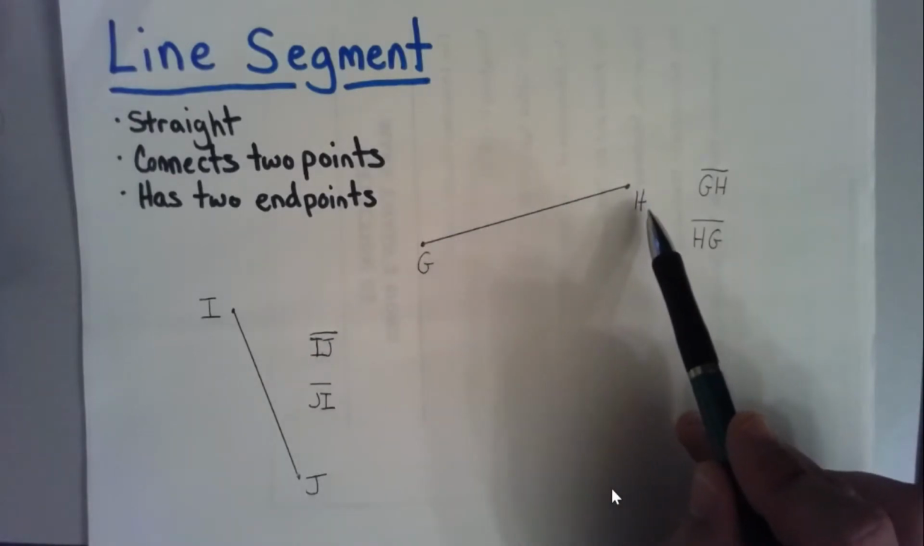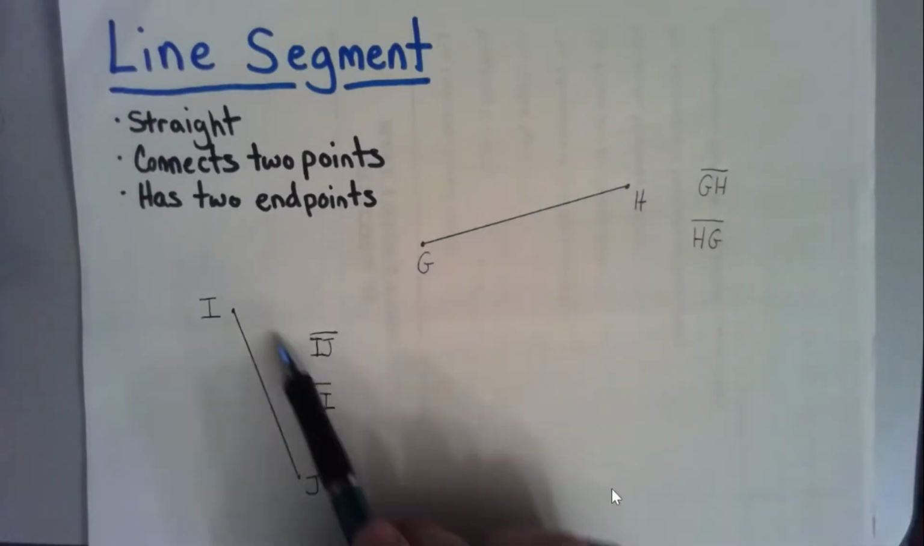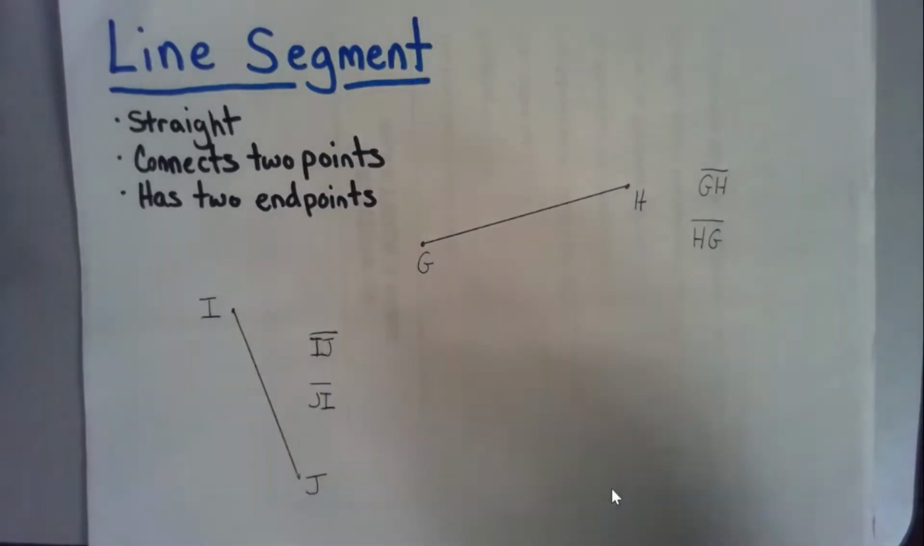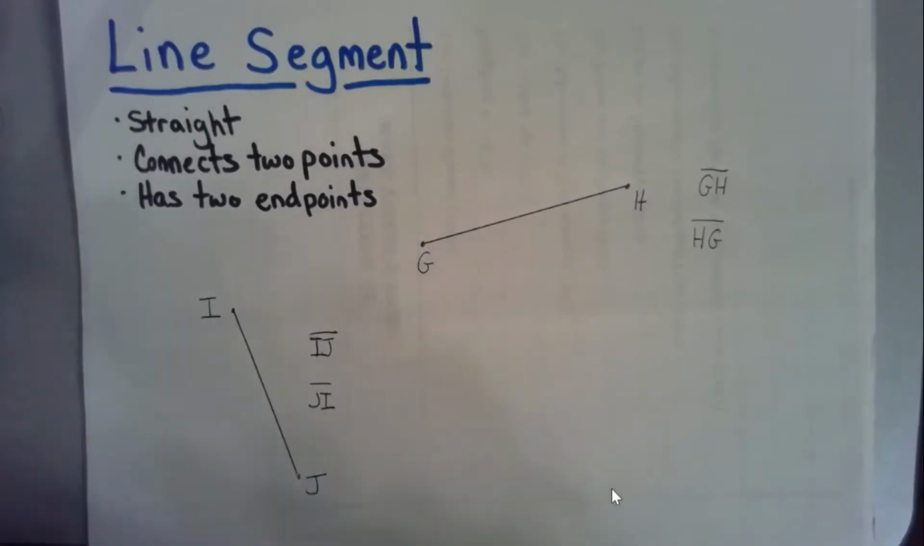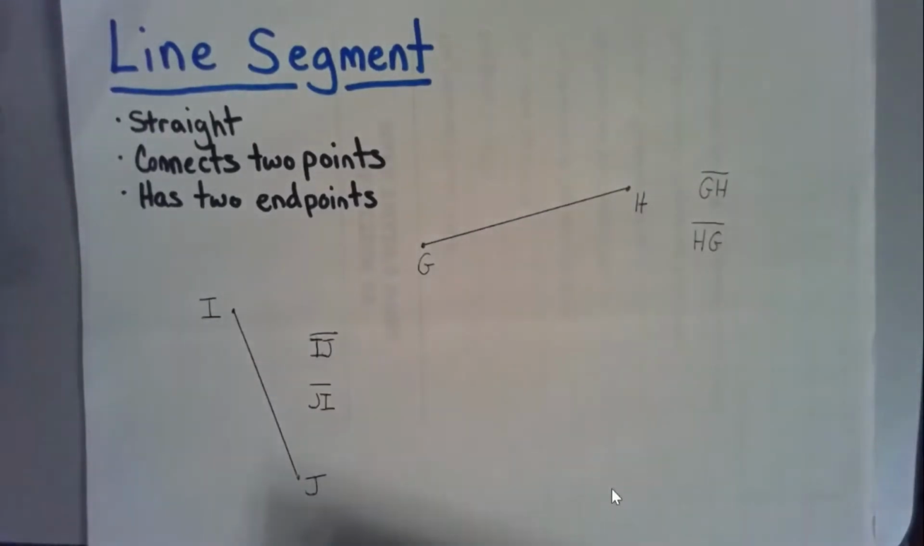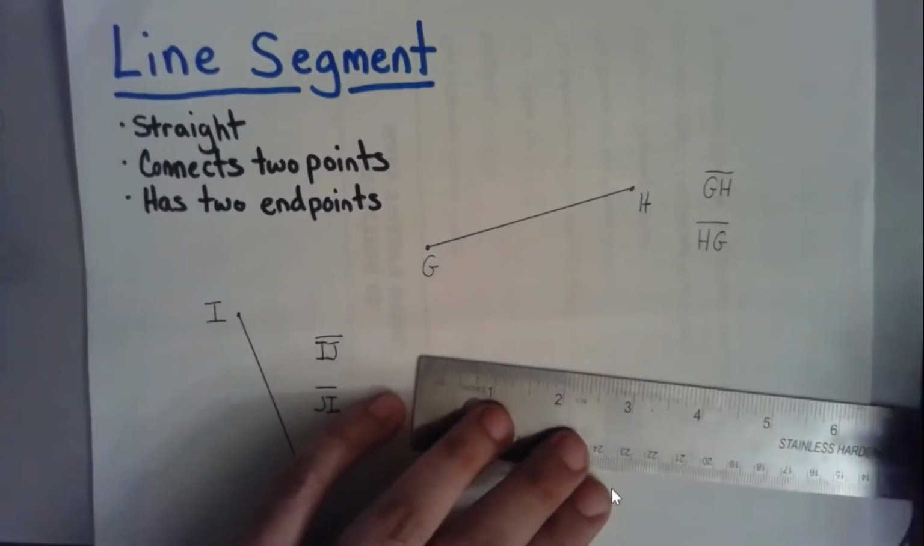I can call this HG or GH. I can call this IJ or JI. It really doesn't matter how I choose to identify it. It's going to be clear to everyone. Let's do one more. Sometimes they can be really kind of intermediate in length.